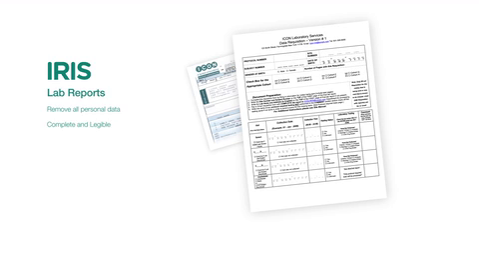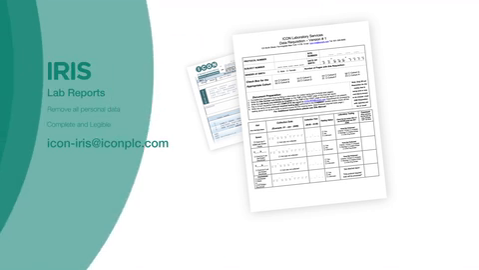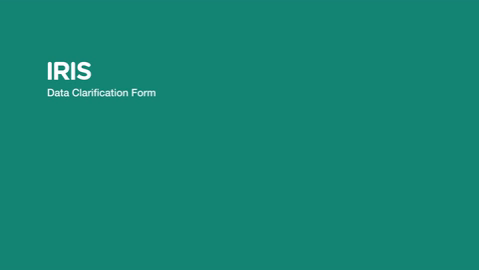The preferred method of sending reports is to scan as a PDF and attach to email to icon-iris@iconplc.com. Send only one subject per file. Reports can also be faxed to the toll-free country-specific fax number found in your site manual. ICON IRIS will query your site for missing or discrepant information.